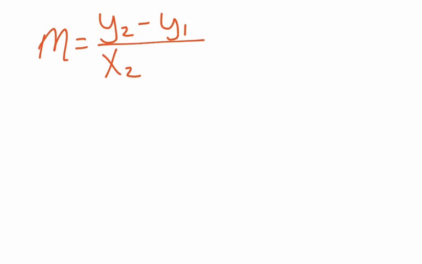Here's the formula. The formula for slope is the difference in the y's. So remember, the word difference means subtract. So you take the 2 y values and you subtract them. And then you divide that by the difference in the x's.